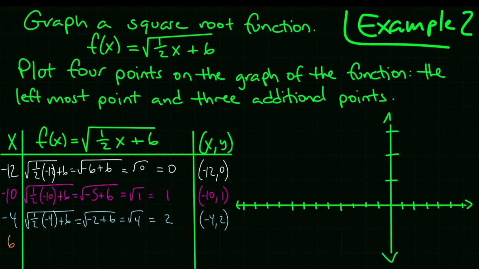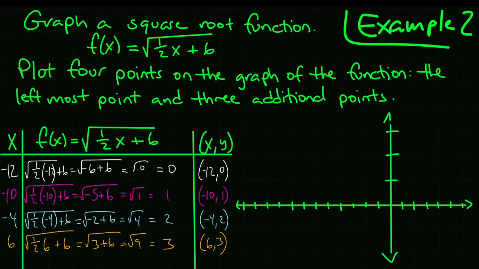And if I choose x to be equal to 6, I'm going to have 1/2 of 6 plus 6. All of that square rooted. Half of 6 is going to be equal to 3 plus 6 square rooted. 3 plus 6 is equal to 9. The square root of 9 is equal to 3. So when x is equal to 6, my y value is equal to 3.